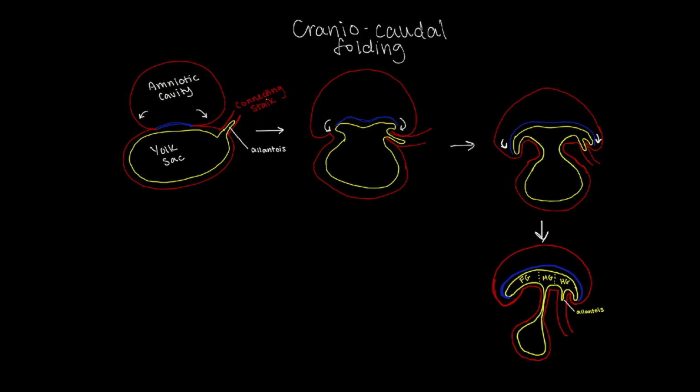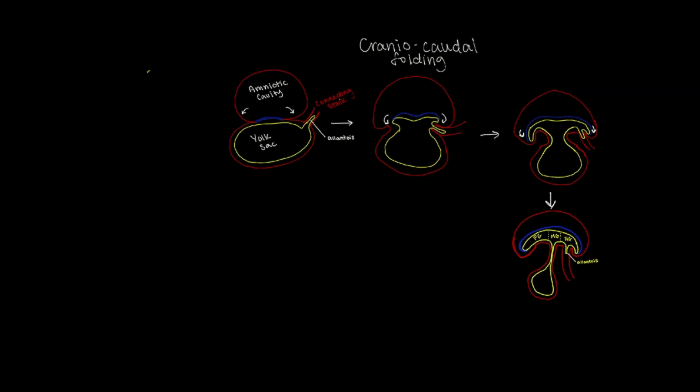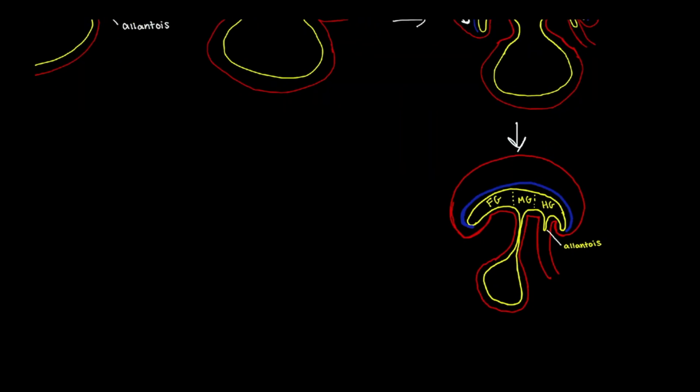Let me go over the regions of the gut tube real quick. So here is our endoderm gut tube. This is the foregut, the midgut, and then the hindgut. And the allantois is coming off of the hindgut. And as we have this craniocaudal folding, the allantois will be coming closer and closer to the hindgut and the main body of the embryo, and it'll eventually become incorporated into the body and form what is called the cloaca. It will also be partially fused with the connecting stalk here. I hope that wasn't thoroughly confusing.